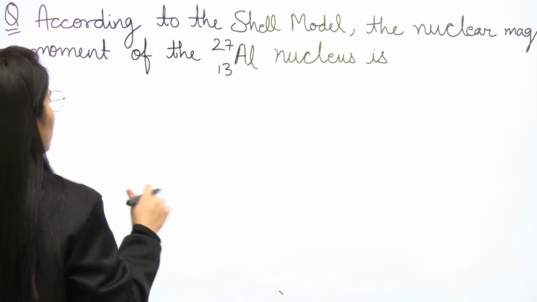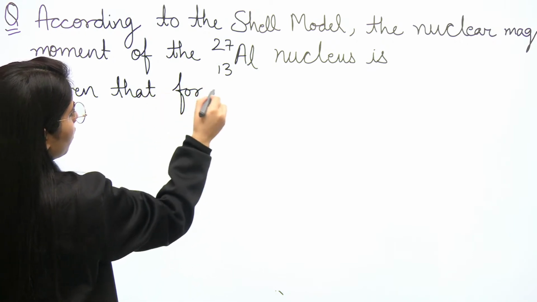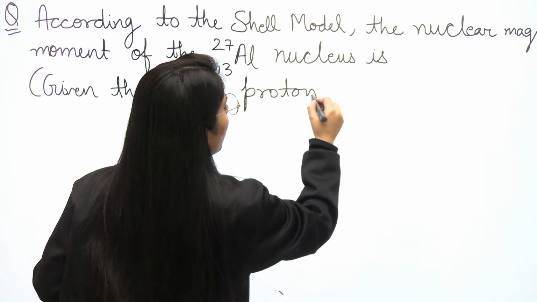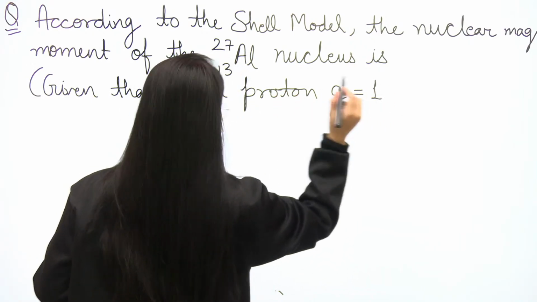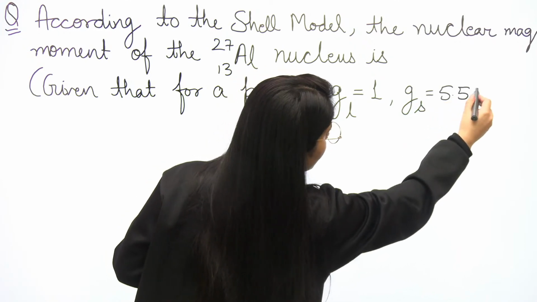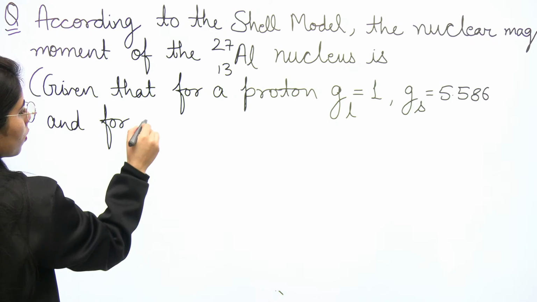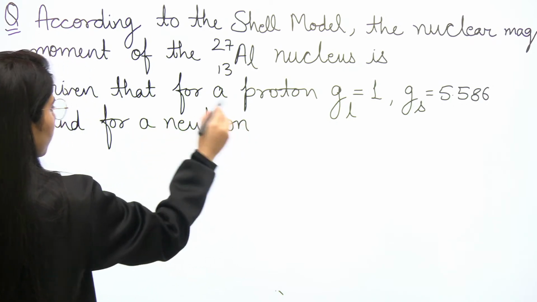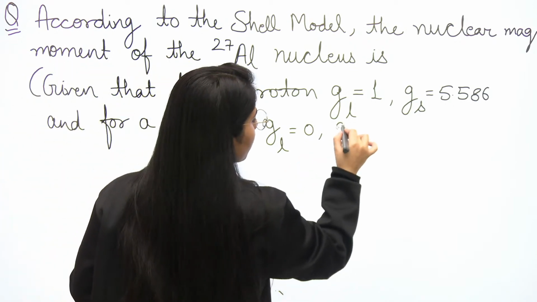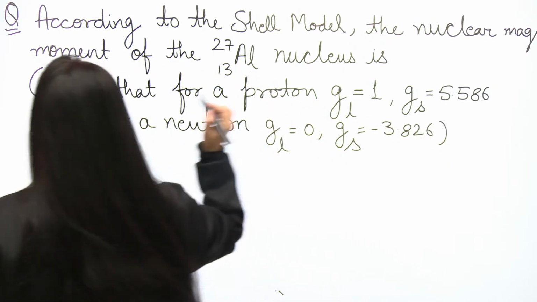given that for a proton, g_l is equal to 1, g_s is equal to 5.586. This data is already given in the question. And for a neutron, g_l is equal to 0 and g_s is equal to minus 3.826. Clear? This data is given to you here.